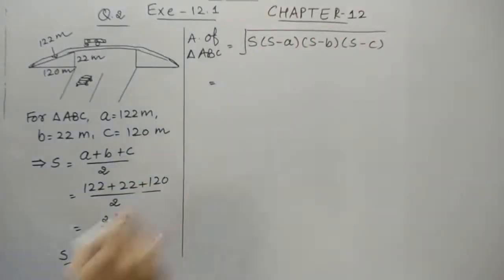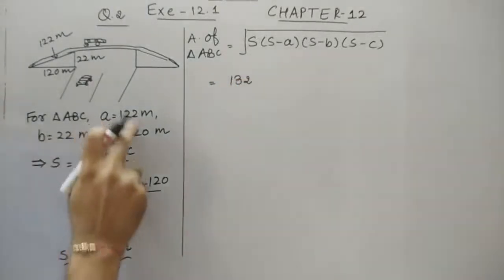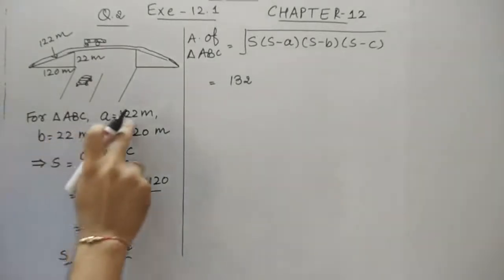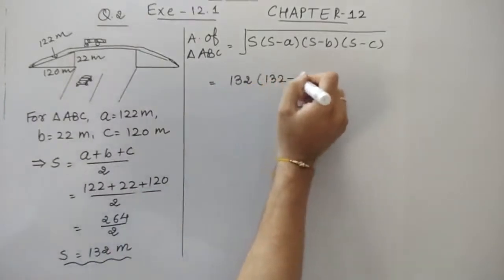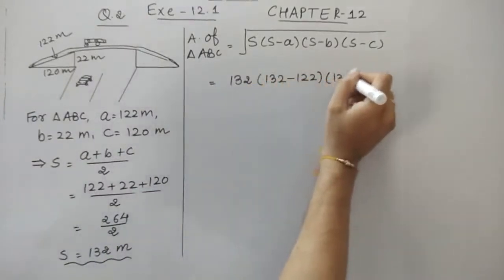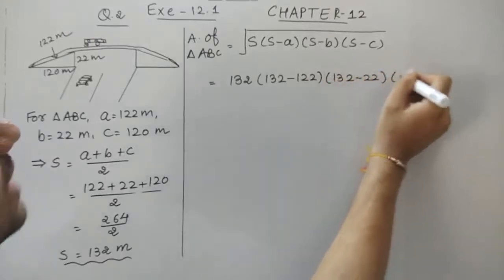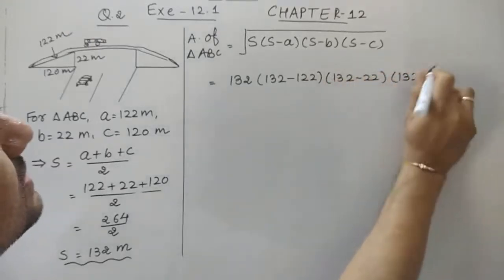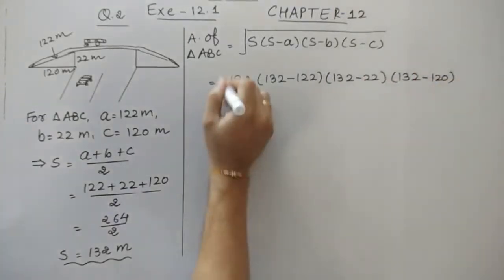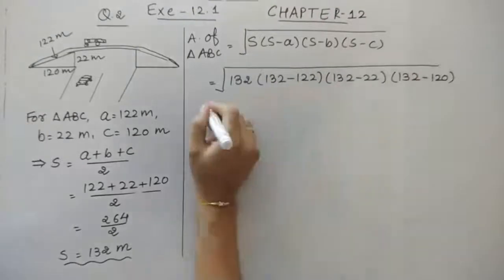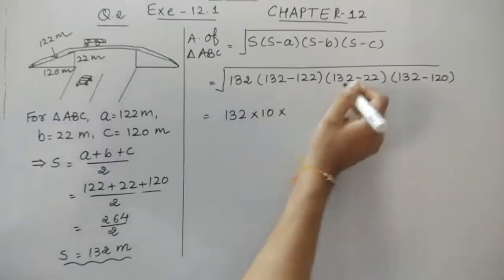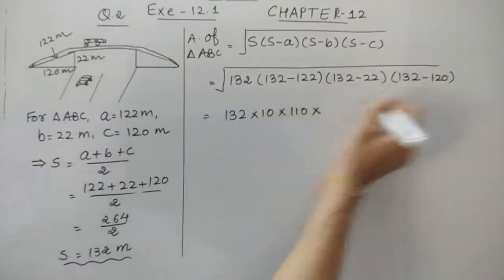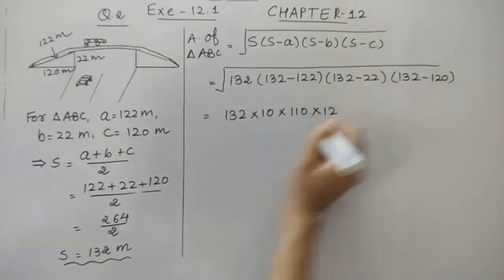The value of S is 132. As we discussed earlier also, the value of S is always greater than all three sides; it should be greater than the biggest of the three sides. You should remember: 132 minus A, 132 minus B, and 132 minus C. Let us simplify this. So it's 132 into, the subtraction of the first two is 10, the subtraction of the next two is 110, and the subtraction of the last two is 12.